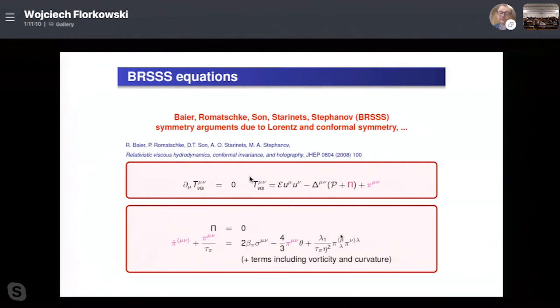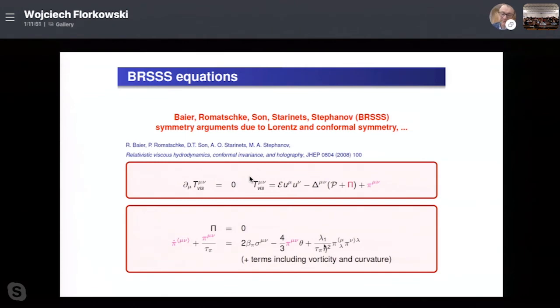But there is a new term. And what is very interesting is that this term doesn't appear in the Israel-Stewart theory. So there was a long discussion about this new term, which was found by those people. And the understanding now is that this term cannot be obtained from entropy arguments. So this is a term which doesn't contribute to the entropy production, but it may appear in the dynamic equation for pi mu nu. So there is some other term which can be included here.